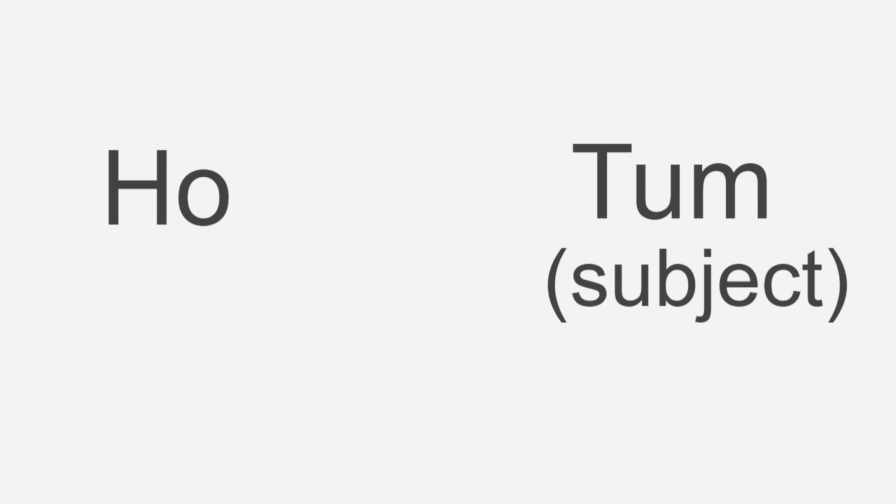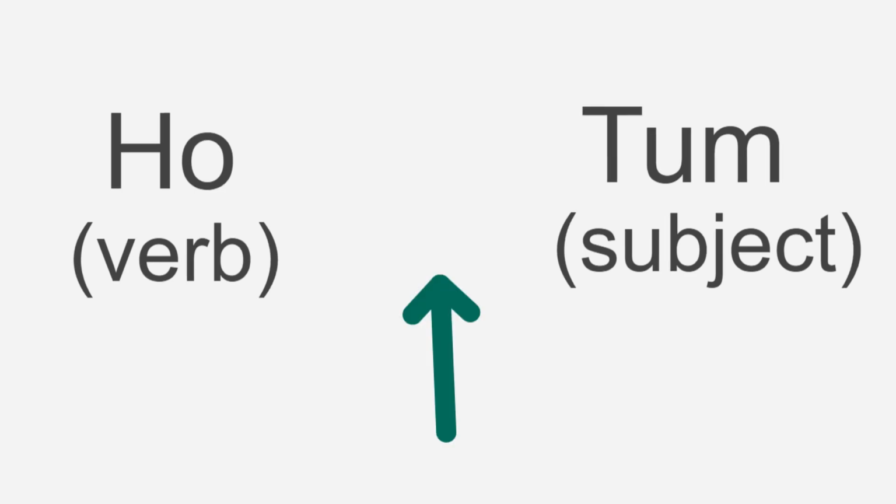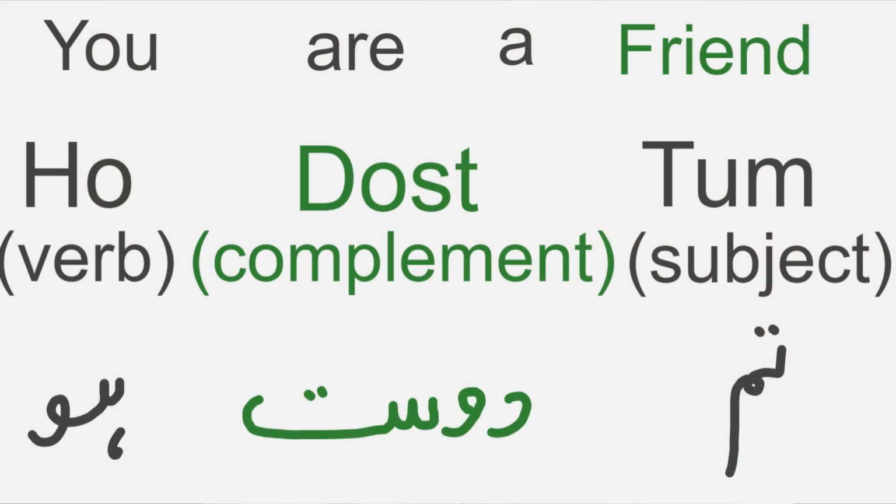Let's consider this sentence, tum ho. Now, as we discussed in the last lesson, tum is the subject, ho is the verb, and we're going to insert all the other elements of Urdu in between the subject and the verb. We're going from right to left because in Nastaliq script we go from right to left. So we are now going to insert something between tum and ho. Let's say we want to say you're a friend. How are you going to say that? You're going to say tum dost ho.